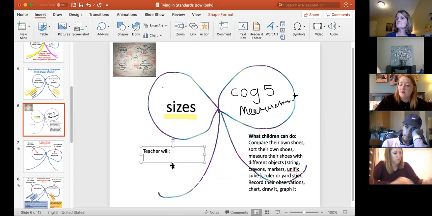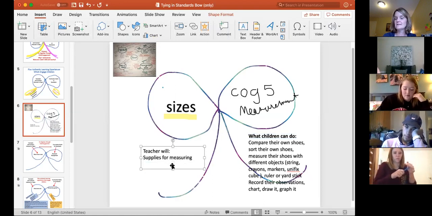You'd have to have all the stuff to measure with. Like you'd have to have all of it prepared. Supplies for measuring. What else? I heard somebody else say something.